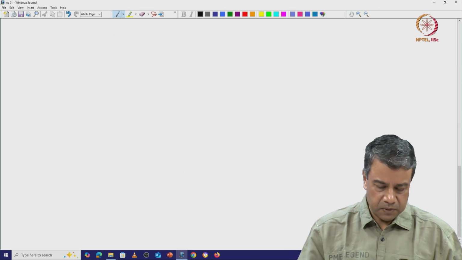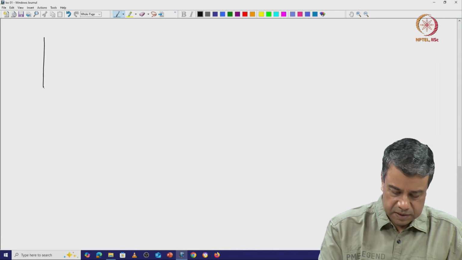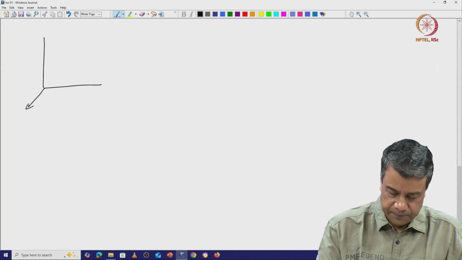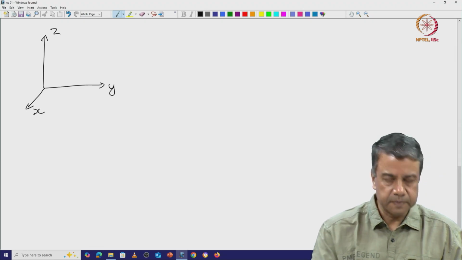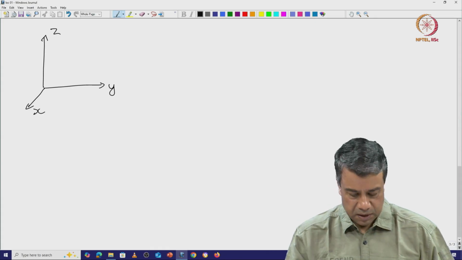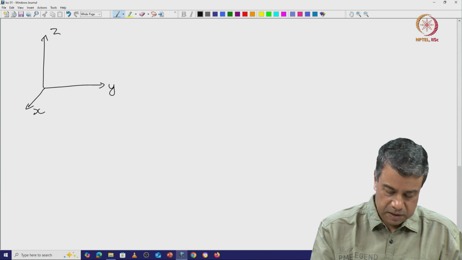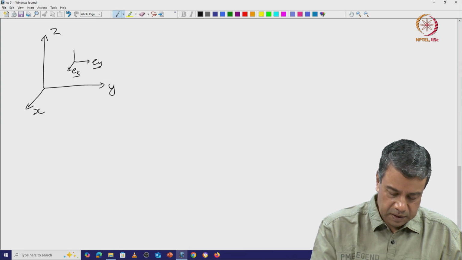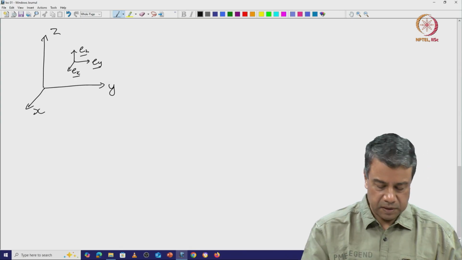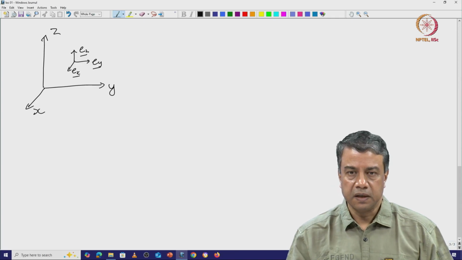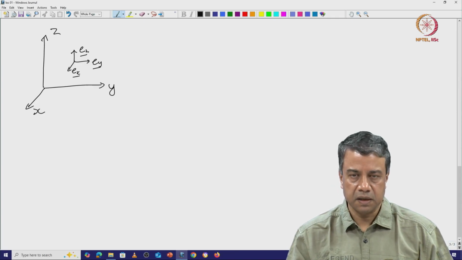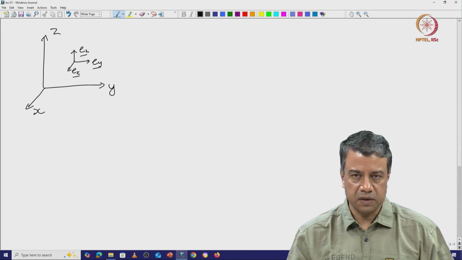Now the Cartesian coordinate has 3 axes in 3-dimensional space: x, y, and z. And this has perpendicular unit vectors in the 3 directions. Ex is the unit vector in the x direction, Ey is the unit vector in the y direction, and Ez is the unit vector in the z direction. These 3 have unit length, and each one is perpendicular to the other one.